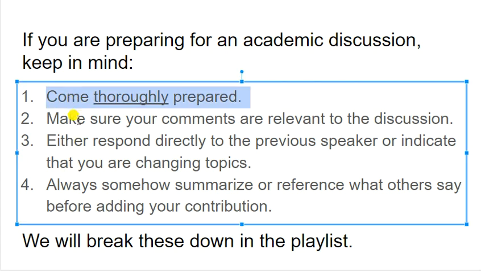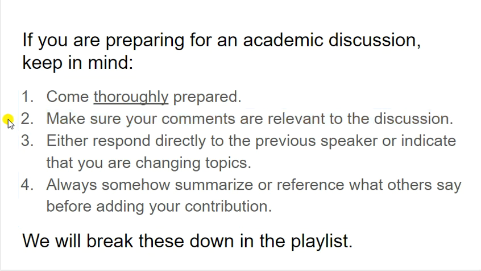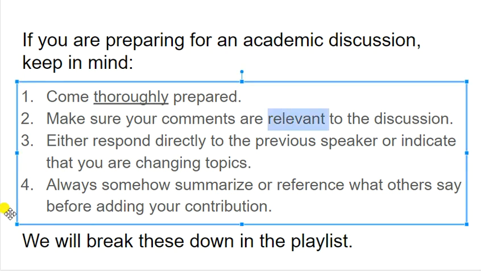Number 2, make sure that your comments during the discussion are relevant to the discussion. This goes back to what I said earlier. If you're talking with somebody and they just change the subject on you when you're trying to make a point, that would be frustrating to you, right? So that's what I mean by relevant. It ties into what's already being said.